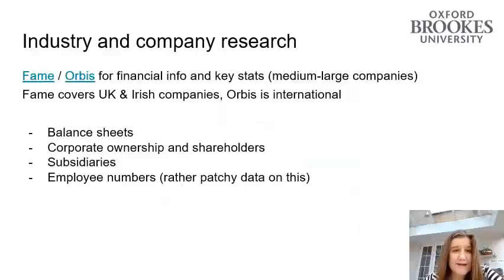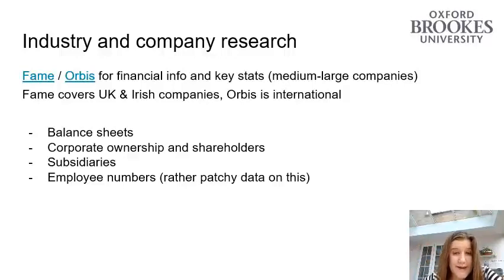So we've had a look at company and industry information through MarketLine and Passport. One of the other databases that I would like to mention is Fame and Orbis. They're very similar, they look the same, the search interface. They cover slightly different groups of companies. So Fame covers UK and Irish companies, and it goes down to a slightly lower level of detail there. So it will include slightly smaller companies that are based in the UK and Ireland. Orbis is international and generally covers the large multinational organisations.